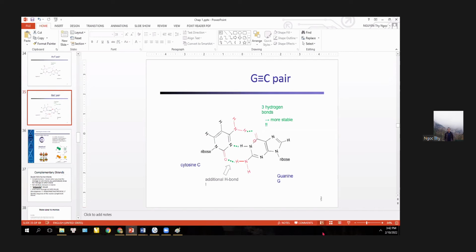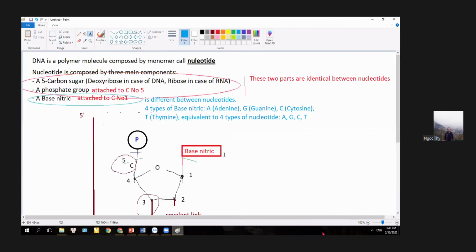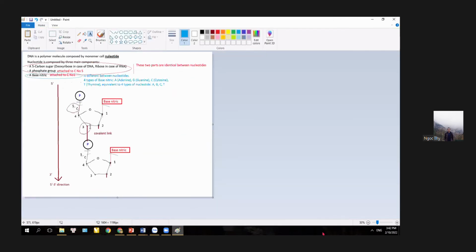One more thing is a complementary strand. So from this, are you finished with this? I will erase this. Okay.